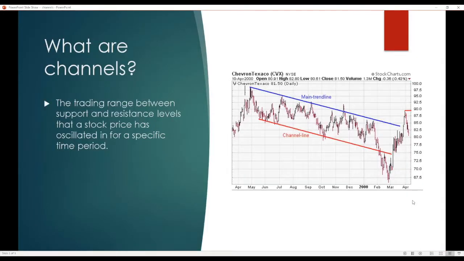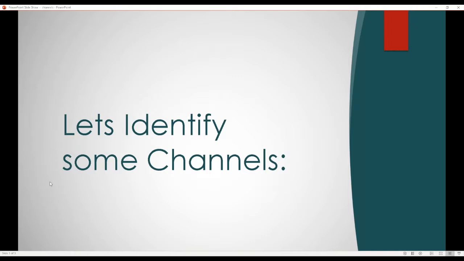So what are channels? A channel is just a trading range on a chart that identifies the trend price has been moving on. What that means is if you look at this daily chart, you can see that once this downtrend had been established and the top had been formed, it remained on this downtrend for a certain period of time. Now, you can use these channels to identify entries and exits, and I'm just going to walk through a few examples of how you can do that.